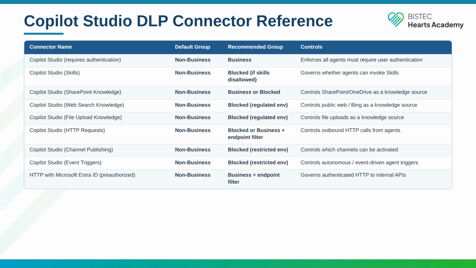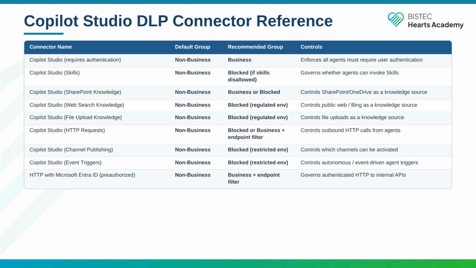The Copilot Studio connector for required authentication controls whether agents can operate with no authentication. Moving it to business signals that all agents must require user authentication. Blocking it withdraws the no-auth option from the maker experience. Makers can no longer publish anonymous agents within this policy scope.